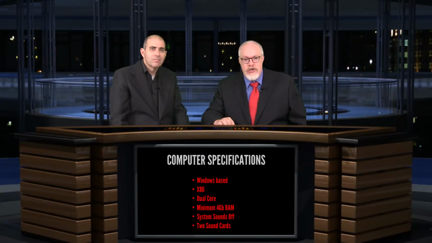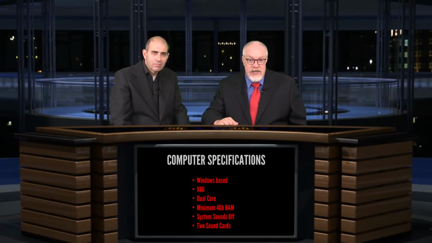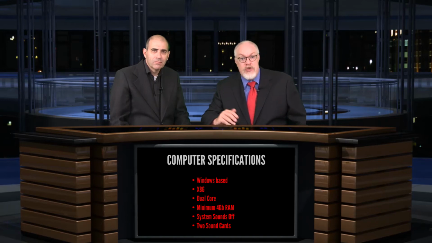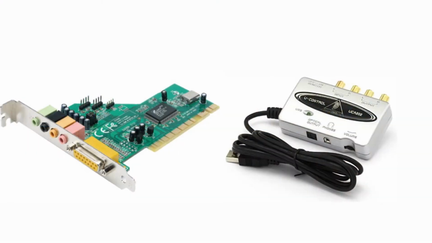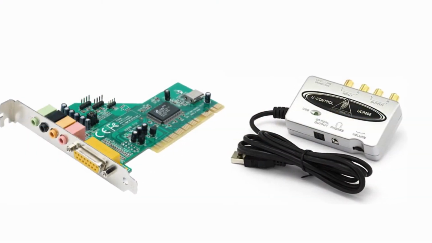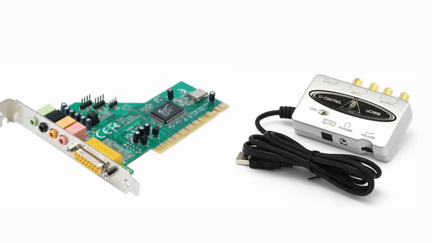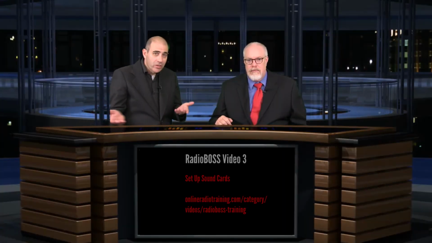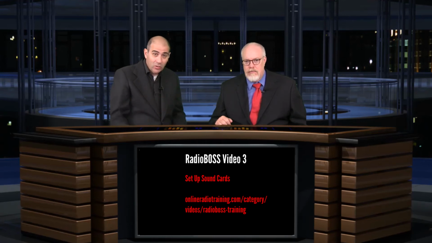We recommend 2 sound cards, one for listening and one for a microphone, which is used for live announcing or voice tracking. Option 1, you can install 2 standard sound cards, or option 2, simply use the one included in your computer and plug in an external USB sound card. And for more information about how to do this, take a look at this video.